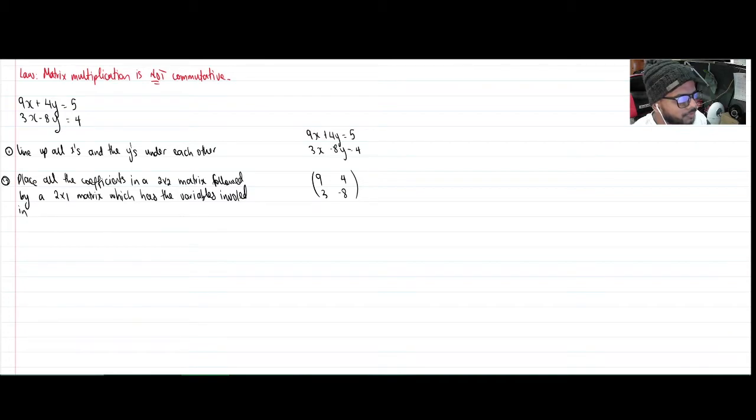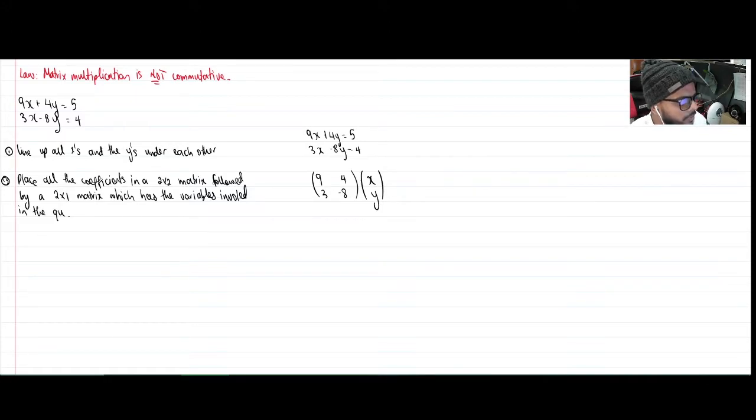in the question. So in this case, the variables involved were x and y, and it's very important to put the right variable first. So in this particular example, I had my x variables first, followed by my y variables. So I'll put my x variable first, followed by my y variable. If y was first in both equations, I'll put y, then x. So that's part of the second step.